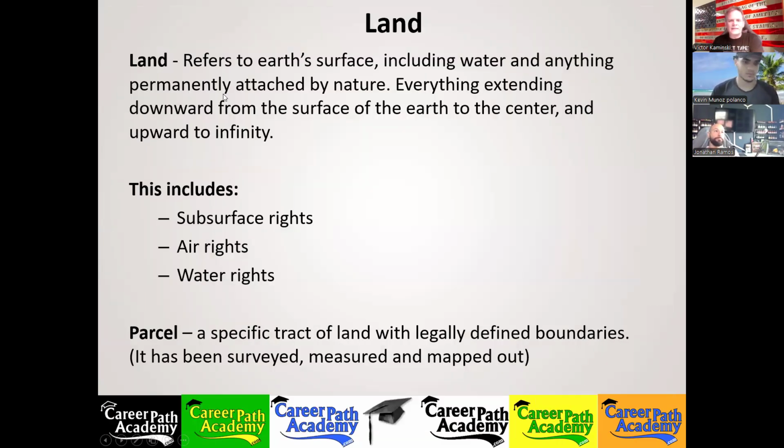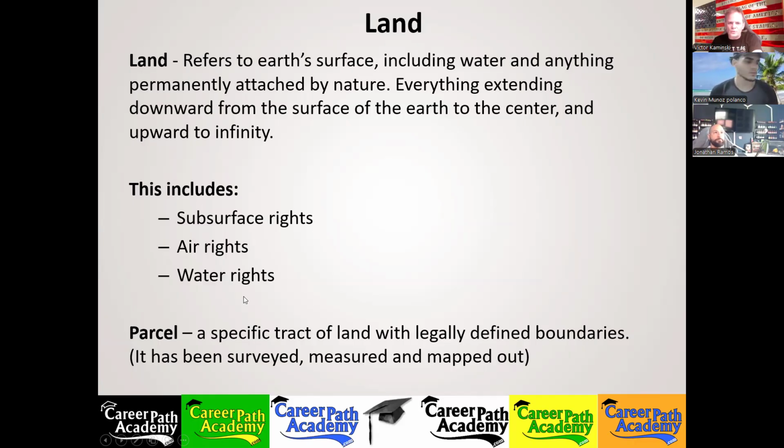All right, so land. What is land? Land refers to the Earth's surface, including the water and anything permanently attached to it by nature. Everything extending downward from the surface of the Earth to the center and upward to infinity. This includes subsurface rights, that's anything below the surface of the Earth or in the Earth, air rights, anything above the surface, and water rights.